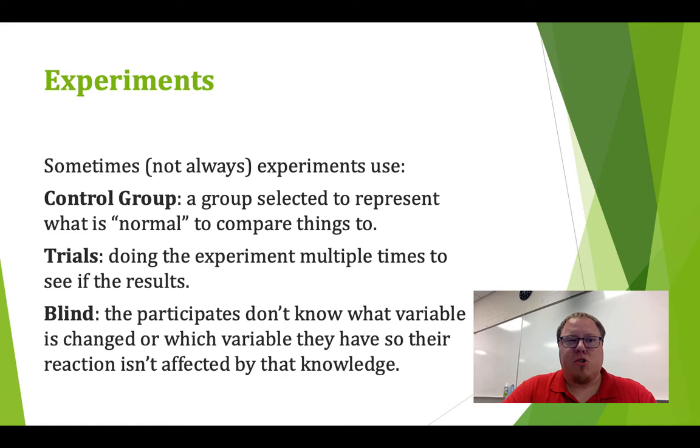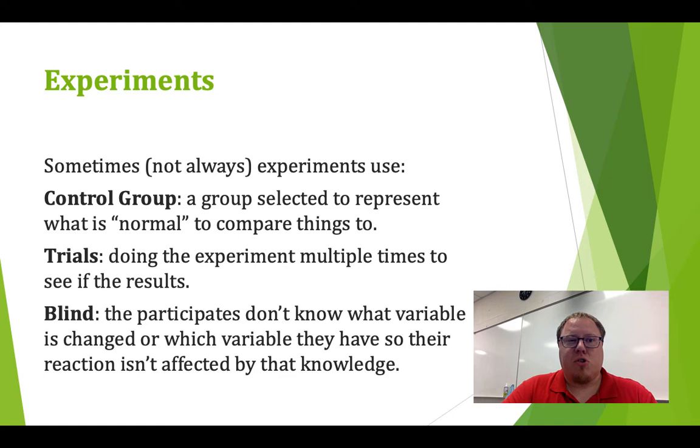Now, blind. Blind means that participants in whatever study you're doing don't know what variable is being changed. They don't know something about it, or they don't know if they are part of the control group or part of the one that gets the medication. The reason we have blind is because we've noticed that if people think they're getting the medication, then that might actually affect their results for some strange reason. So we don't want the results to be affected by them knowing something about it.